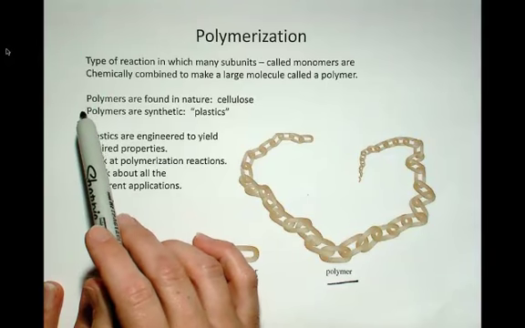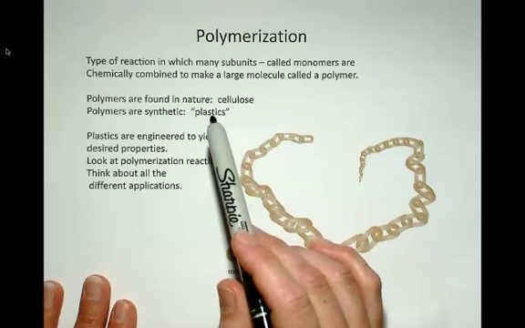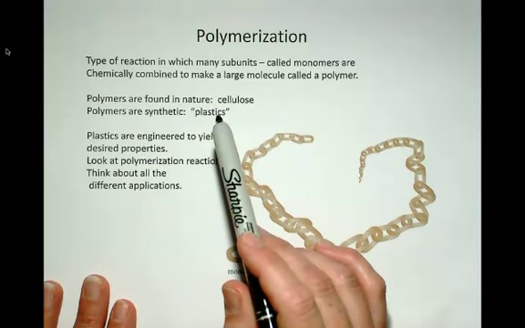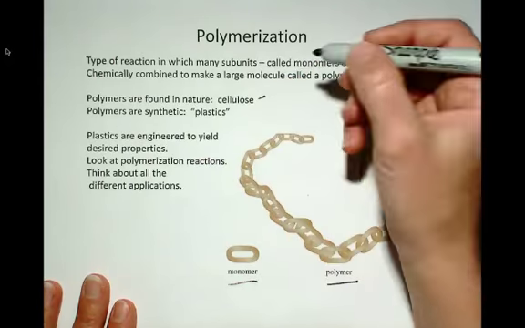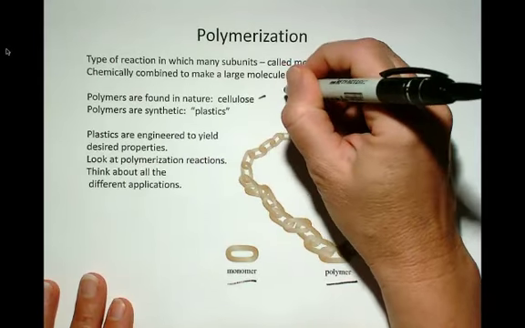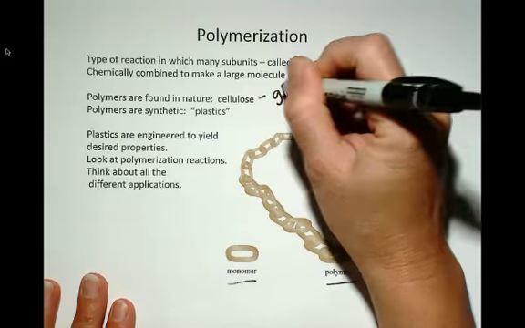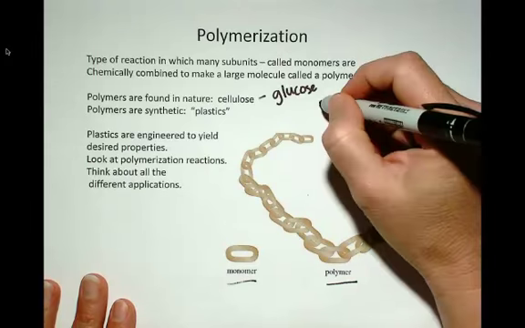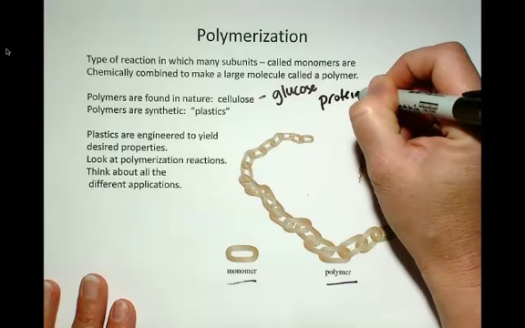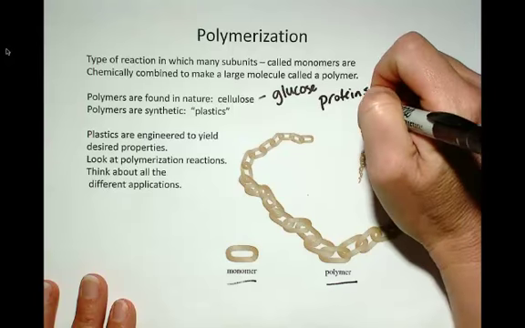Polymers are found both in nature and they can also be synthetic. An example of a polymer that's found in nature is cellulose. Cellulose is the polymer. The monomer units that combine to form cellulose are glucose. Okay, this is the stuff of which plants are made. Another common natural polymer that you've probably heard of before is proteins. And the monomer unit in a protein are the amino acids.